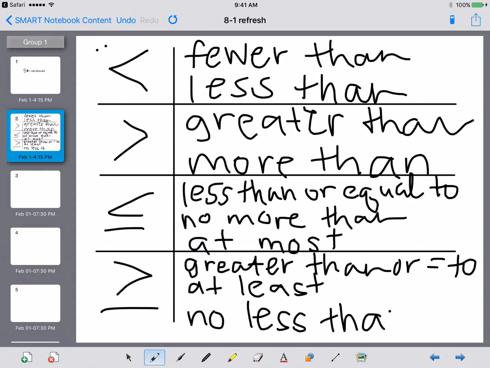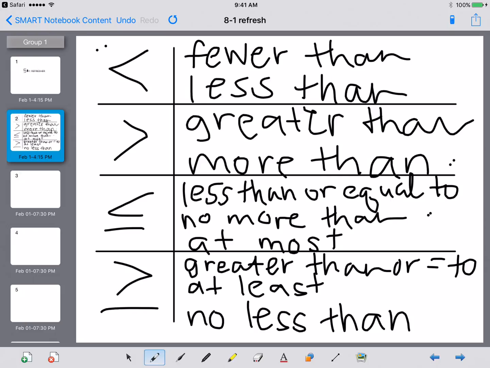So be really careful with the less than and no less than because they definitely do not mean the same thing. And that also goes for the more than and no more than. Be careful to know whether or not there's a no in front of that phrase.